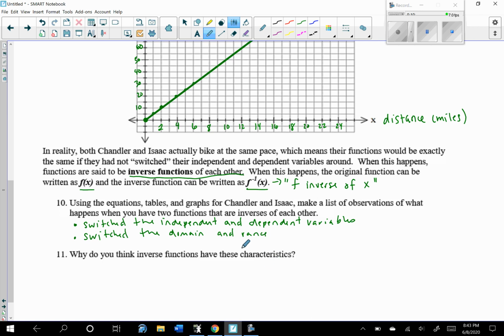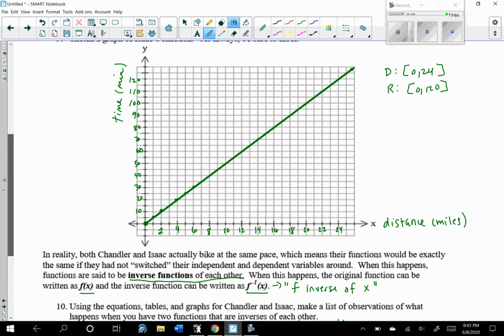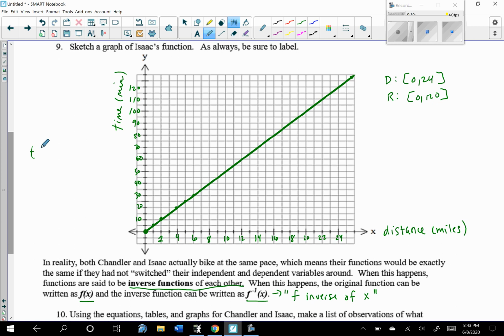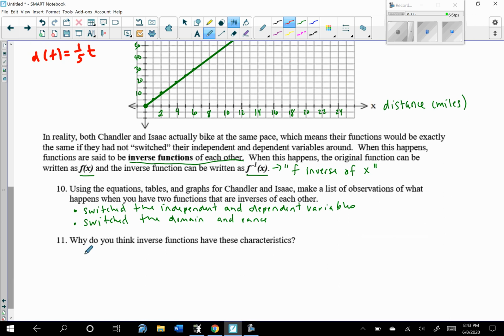And you'll notice that if we look at the equations, so this one was T of D equals 5D, and Chandler's was D of T equals 1/5 T. If you look at the slopes, notice they are reciprocals of each other. So this is 5 and this is 1/5. So question 11 says, why do you think inverse functions have these characteristics? So your answers could vary here, but they have these characteristics because they undo each other.